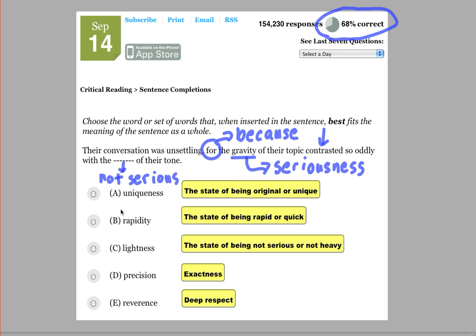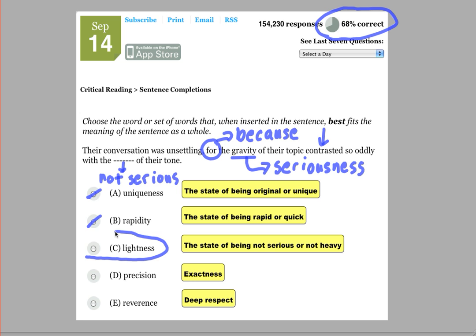A, uniqueness means something that's the state of being original. That's not correct. Rapidity is the state of being rapid or quick. That's not what I'm looking for. Lightness means the state of being not serious or not heavy, so yes.